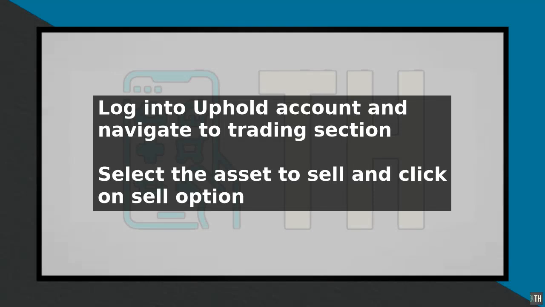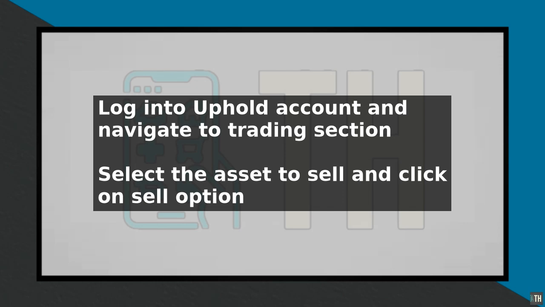To set a sell limit order on Uphold, start by logging into your Uphold account and navigating to the trading section. Once you are in the trading section, select the asset you want to sell and click on the sell option. Next, you will see a drop-down menu where you can choose the type of order you want to place.